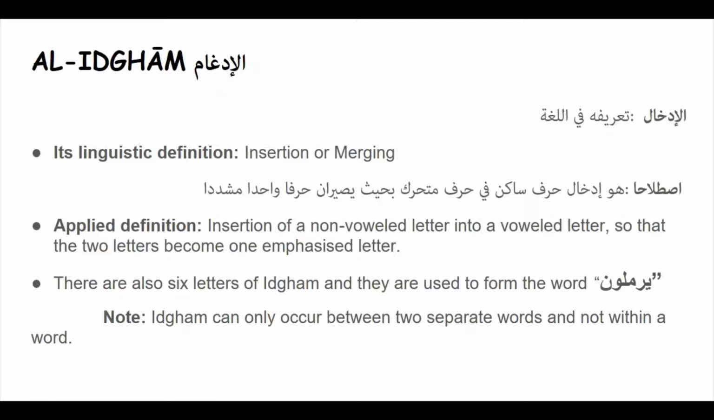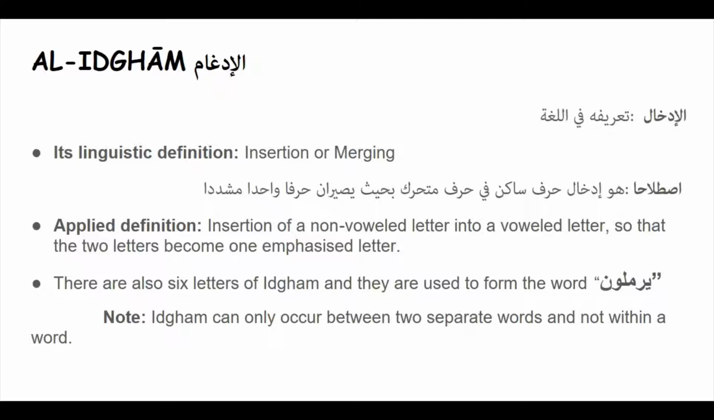And we have 6 letters of idgham. We remember that we have 6 letters of idhar. We also have 6 letters of idgham, and these are combined together to form the word yarmalun. That is ya, ra, mim, lam, waw, and nun. These are the 6 letters of idgham.